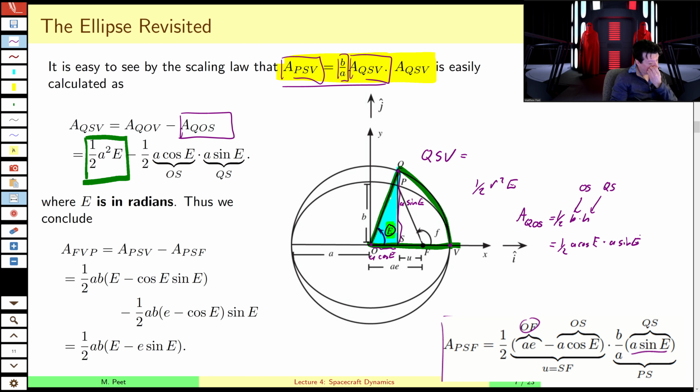So we can find that expression for the QOS here. Did I call it anything? I'll call it blue, I guess. And then we have QSV, which is the difference between those two. So we'll simplify a little bit, and this term is 1/2 A squared cosine E sine E.